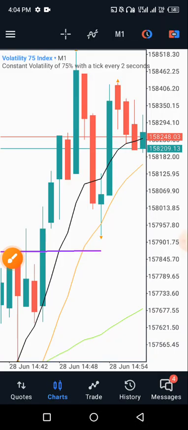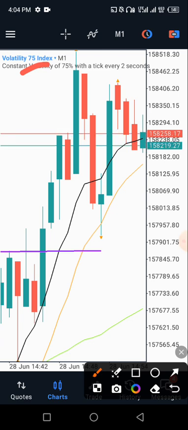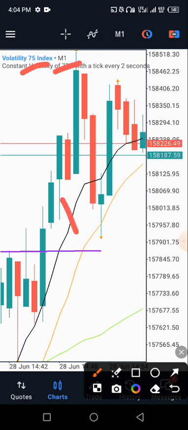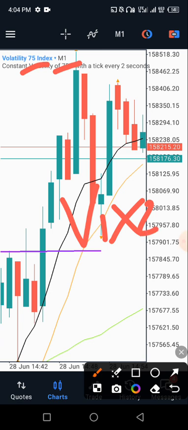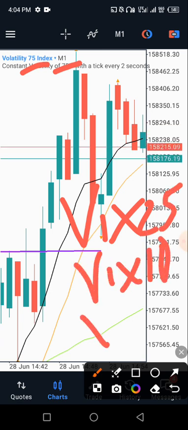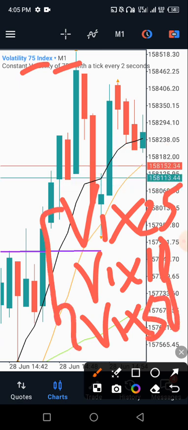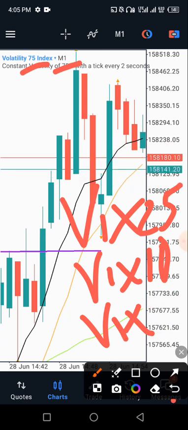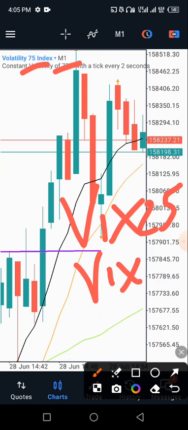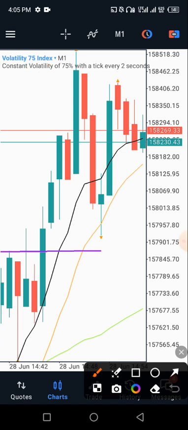Remember this strategy, you want to make use of it on the VIX 75 market and on the 1 minute time frame. So you can decide to check it out on VIX 25 if it works for you, VIX 10, and then VIX 50, guys. So if it works for you, then you can go ahead to use it on these three markets, but you just want to stick with the VIX 75 for now on your demo account and practice before going live and also trying other markets.